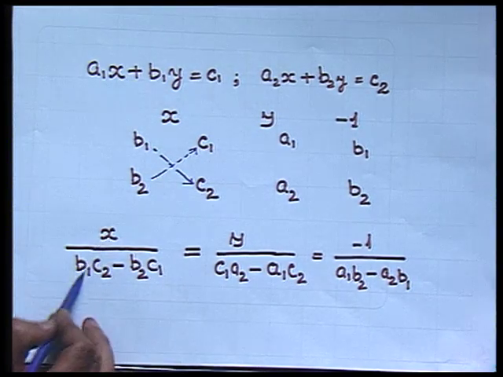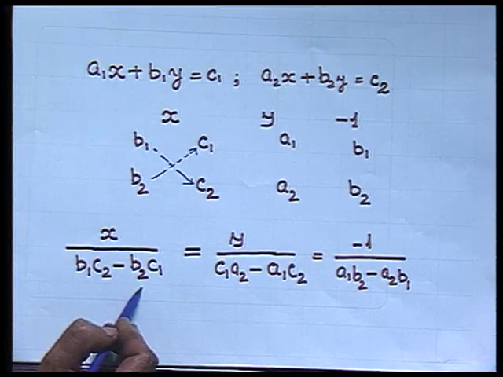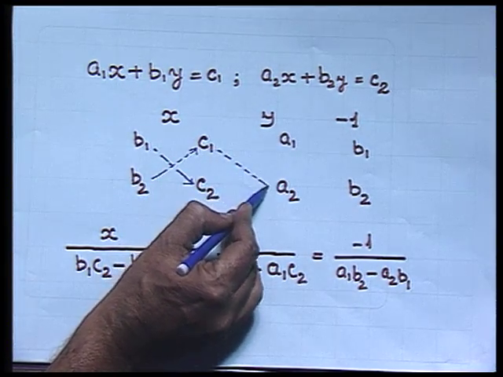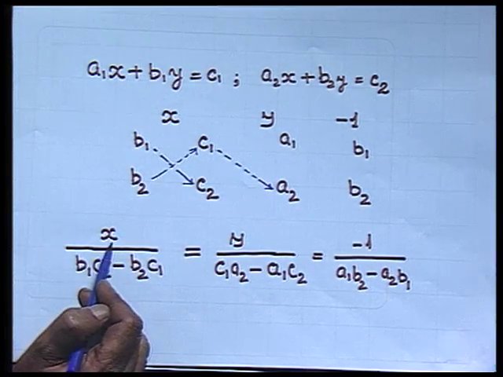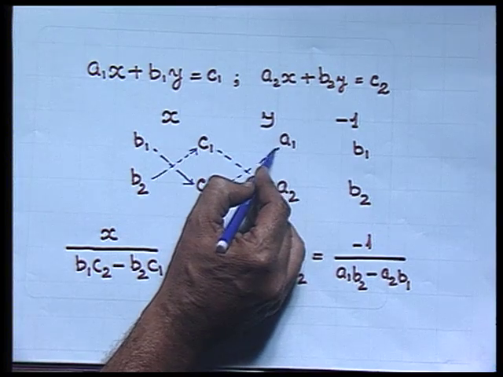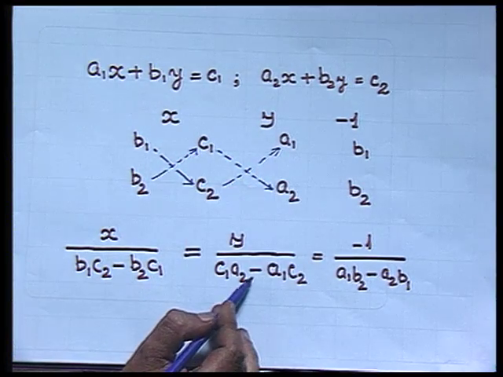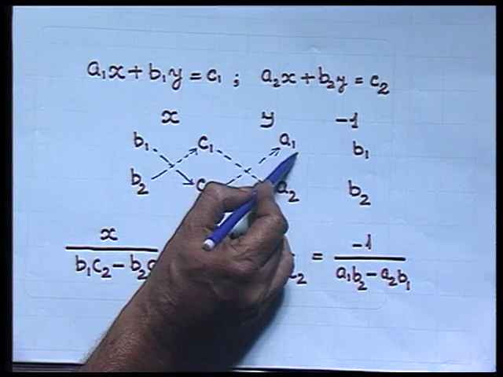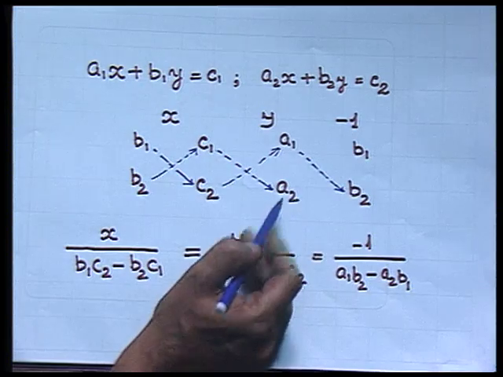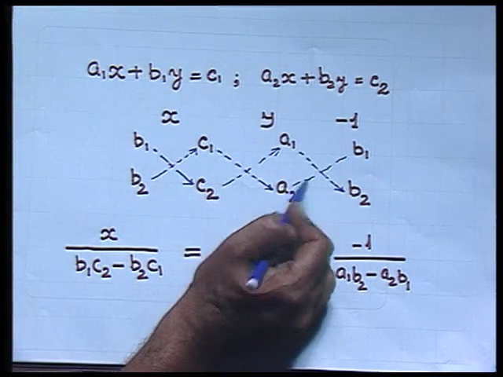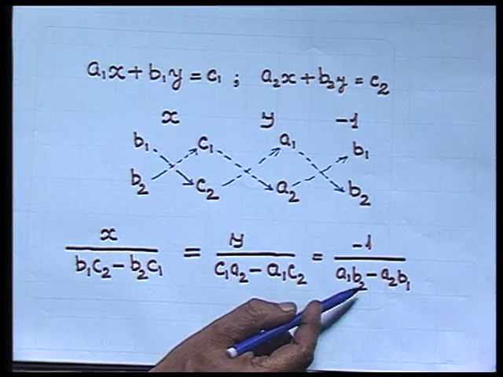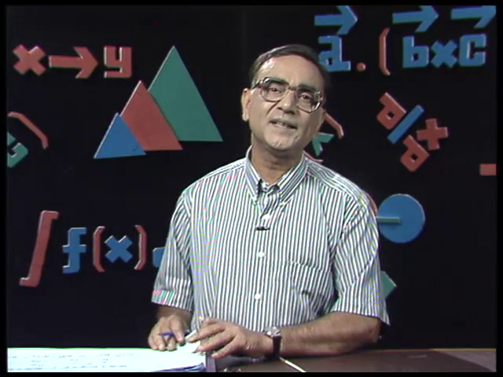So that becomes x upon b1 c2 minus b2 c1, and here the product of c1 a2, from this product I will subtract the product of c2 a1, and for minus 1 upon, I will take away the product of a1 b2 minus a2 b1. So here we get a generalization for how we can solve for x and y.